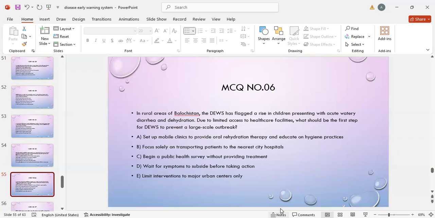MCQ number 6 is: In the rural areas of Balochistan, the DUSE has flagged a rise in children presenting with acute watery diarrhea and dehydration due to limited access to healthcare facilities. What should be the first step of the DUSE to prevent a large-scale outbreak?